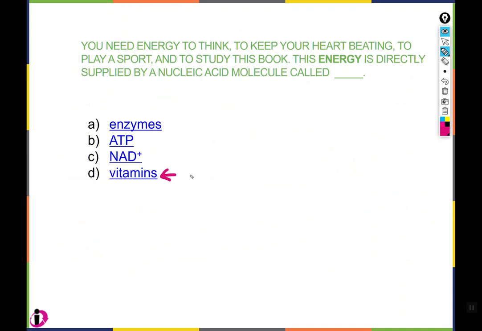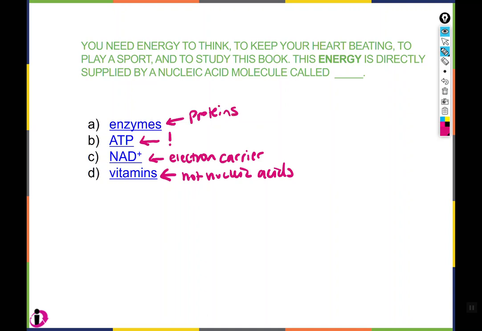vitamins, we haven't discussed these, and also they're not nucleic acids. This is an electron carrier. This is a nucleic acid, and it's the energy dollar of the cell, so that seems like a good candidate. And enzymes are not nucleic acids at all. These are proteins, so those are automatically disqualified. So the only acceptable answer here is B, ATP.